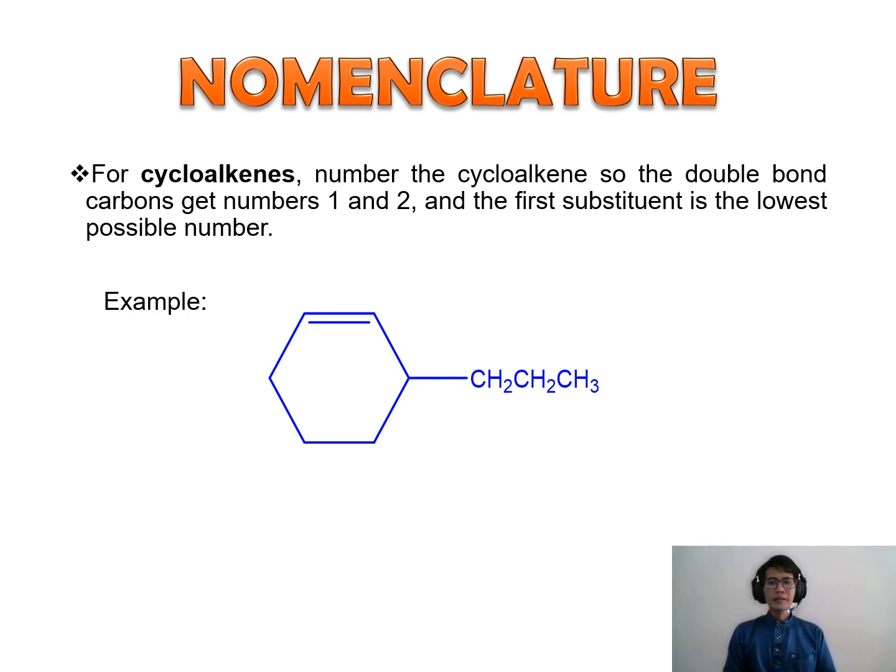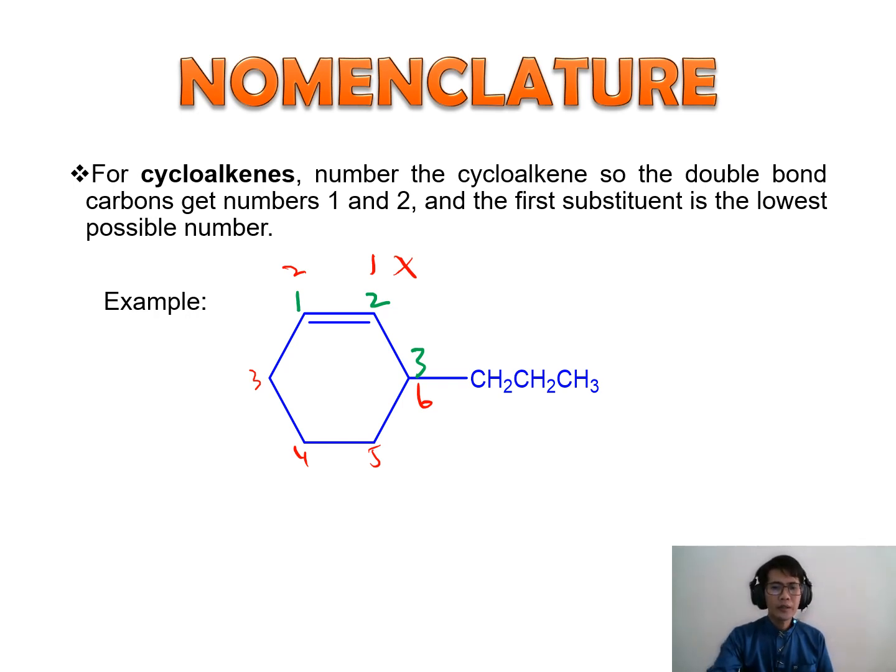Okay, next is cycloalkene. Okay, number the cycloalkene, so the double bond carbon gets the number 1 and 2 and the first substituent is the lowest possible number. Okay, kita tengok numbering dia 1, 2. Macam mana pun mesti 1, 2. So clockwise 1, 2, 3. The substituent at the carbon number 3. But if you rotate anti-clockwise 1, 2, 3, 4, 5, 6. The substituent at the carbon number 6. So the red color is wrong. Salah. Okay, penomboran merah tu salah. Alright.